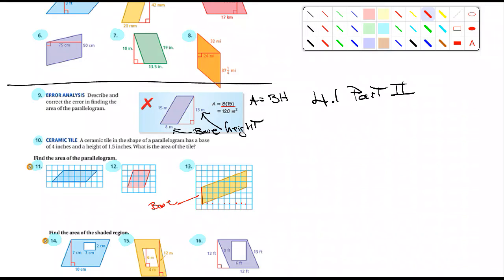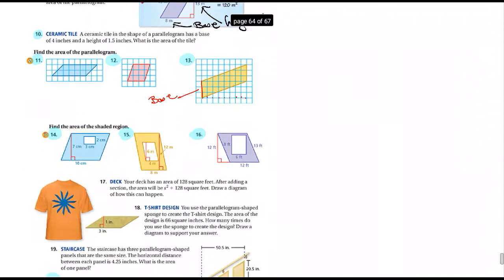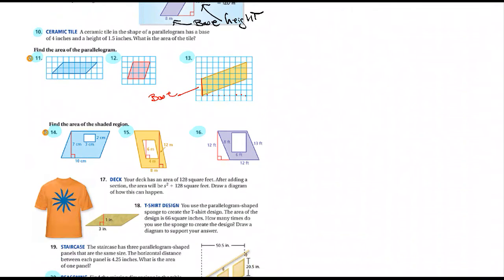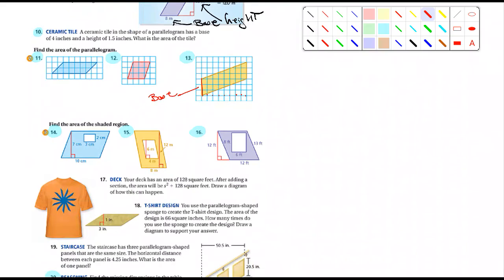This would be the height, and you would just simply count out the number of units. Okay? So remember, area for a parallelogram is simply base times height. Okay, I also want you guys to do 14, 15, and 16. And we did some problems recently that were similar to these, except we were talking about squares.